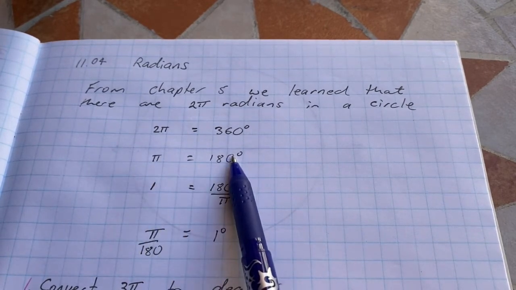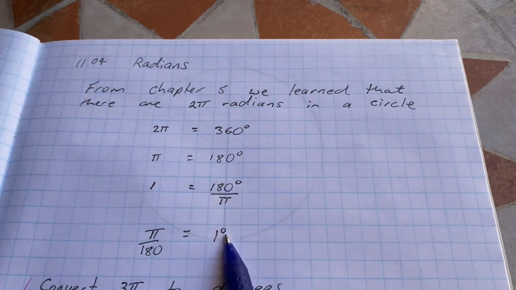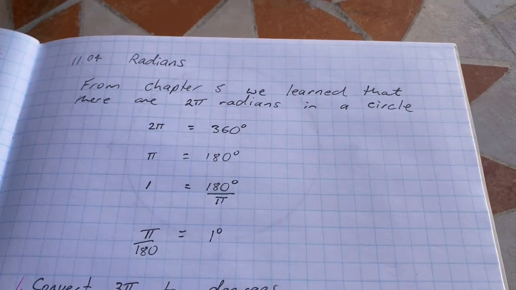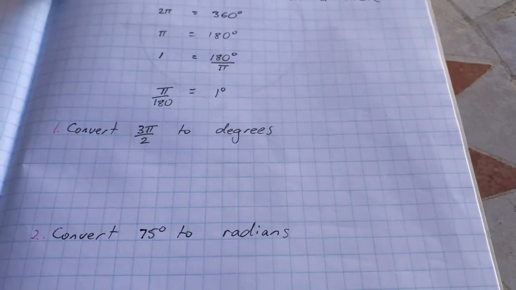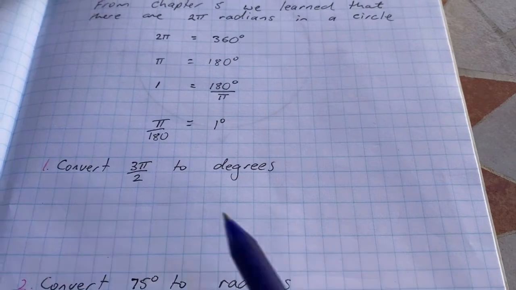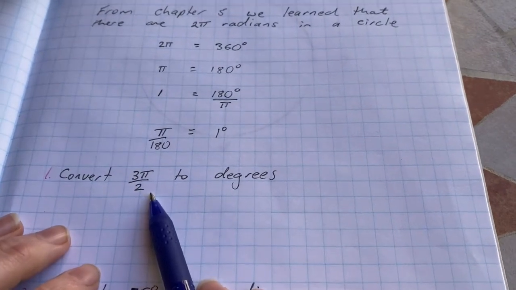If I go back to here and divide each side by 180, I get that 1 degree is equal to pi on 180 radians. So we can use those for conversions. So here's an example. The first question says convert 3 pi over 2 to degrees.